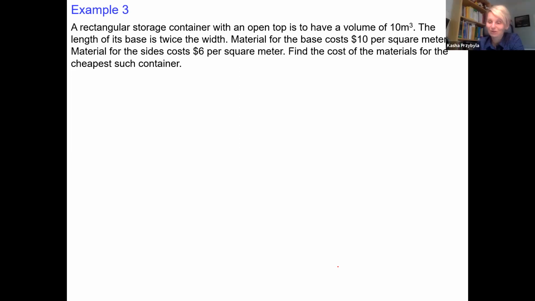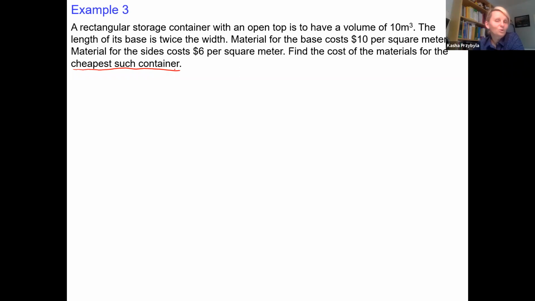Some information for good labeling. Materials for the base cost $10 per square meter. Material for the sides costs $6. A little bit cheaper because the bottom has to be always strong. Find the cost of the materials for the cheapest such container. Okay, this is the information.